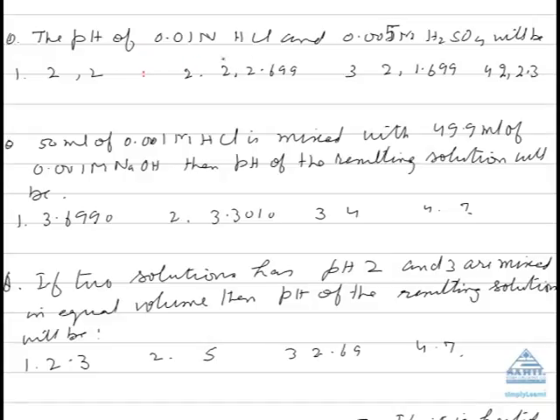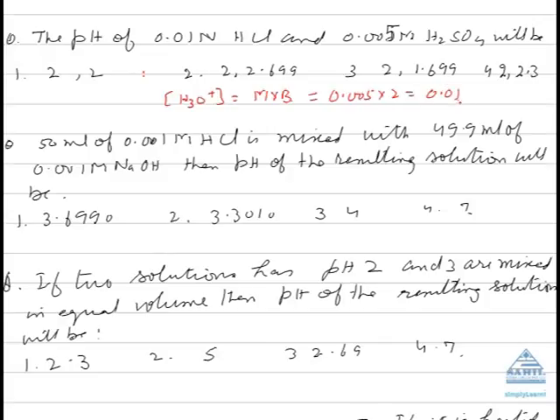The pH of 0.01 normal HCl and 0.005 molar H2SO4 will be... Whenever you are solving the questions of pH, please take either normality of the acids or concentration of hydronium ions only. Don't take molarity of the acid. If molarity of the acid is given to you, then concentration of hydronium ions is equal to molarity of the acid into basicity. So for H2SO4 it will be 0.005 into 2, which is 0.01.